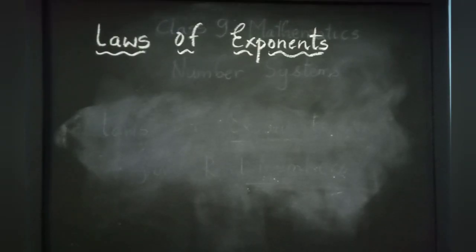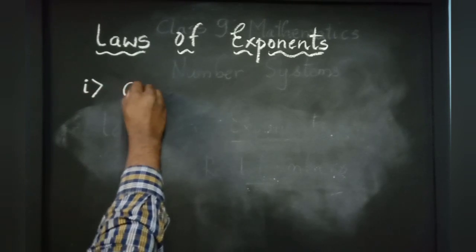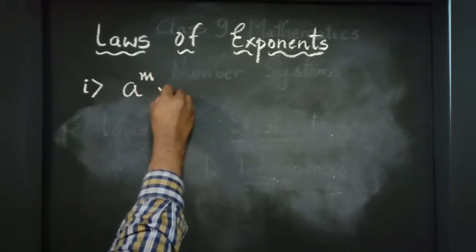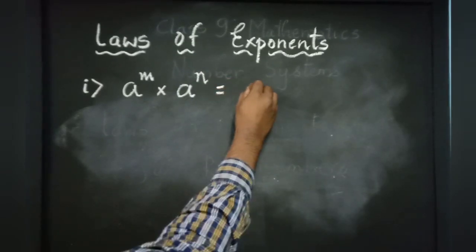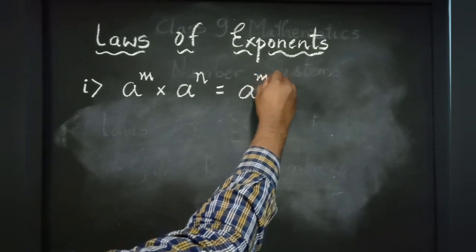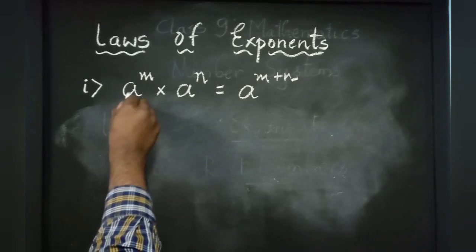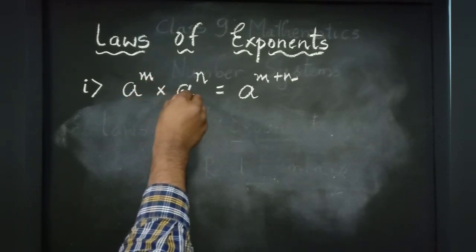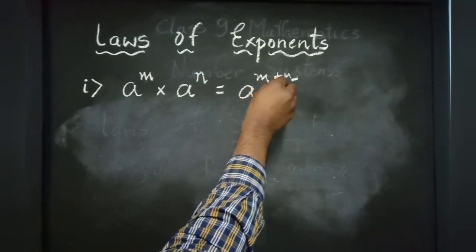Students, in the previous classes we have learned laws of exponents. The first law is a to the power m into a to the power n can be written as a to the power m plus n. The first law of exponent is a to the power m into a to the power n can be written as a to the power m plus n.